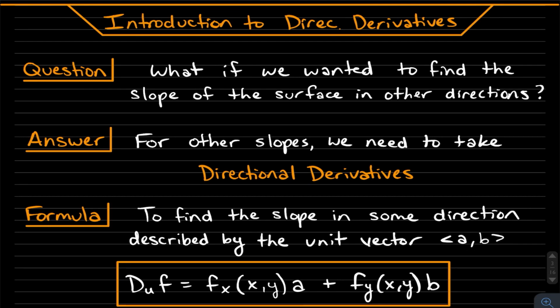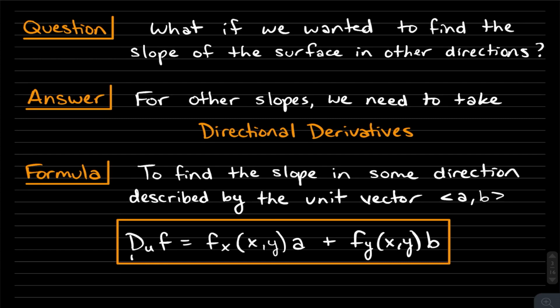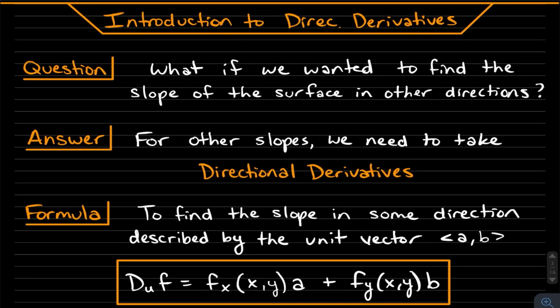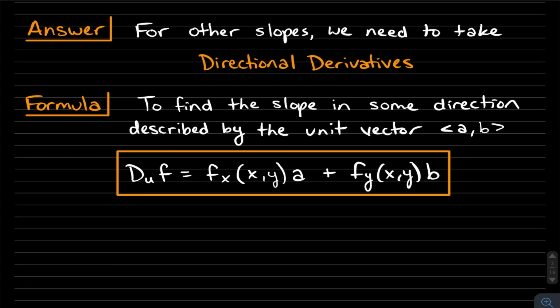Our directional derivative, D_u of f, that's what directional derivative of f means, is going to be the partial derivative with respect to x times a, where a is that component of the unit vector. And then we have the partial derivative with respect to y of f times b, and b is that second component of the unit vector. Okay, so we've got to keep that formula in mind when we go on to our examples here.